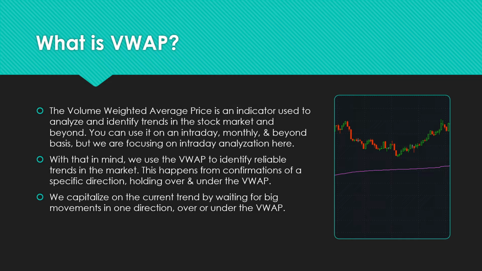With that in mind, we use the VWAP to identify reliable trends in the market. It's really a trend indicator. It's showing you what the specific trend is, if the trend is changing, and where the momentum is coming from with that specific trend. And so this happens from confirmations of a specific direction holding over and under the VWAP. If we're maintaining an upward trend, we're holding above it, below it, and so forth. And we capitalize on the current trend by waiting for big movements in one direction over and under the VWAP.